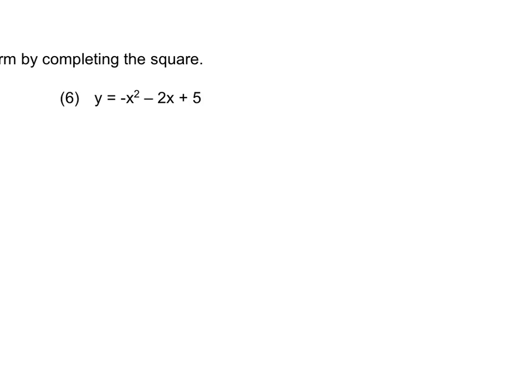Number 6 on page 35. I want to get it into standard form by completing the square. My first move could be to subtract the 5. There are 2 first moves you could make, and it doesn't matter which one you do first. The other would be dividing by -1.